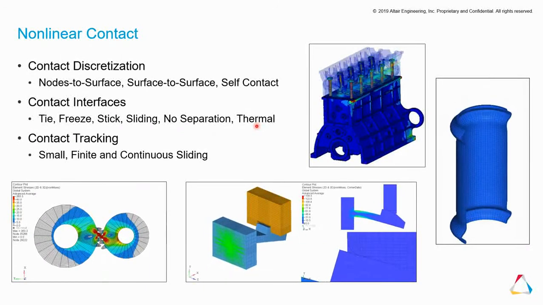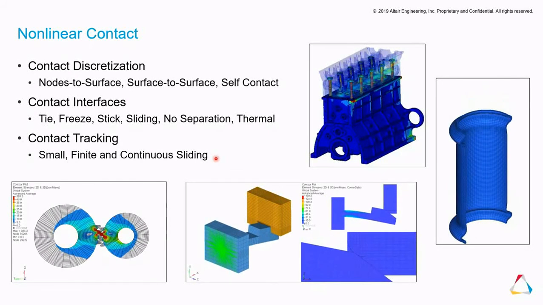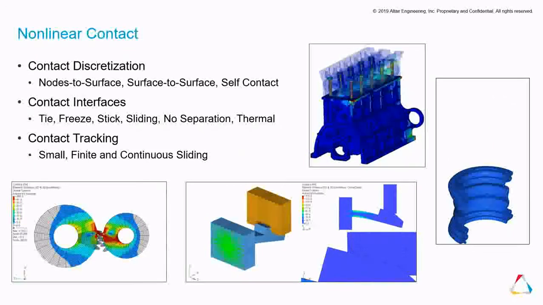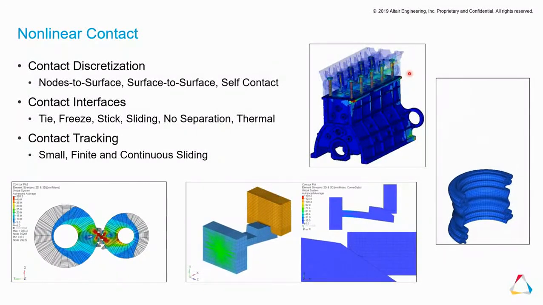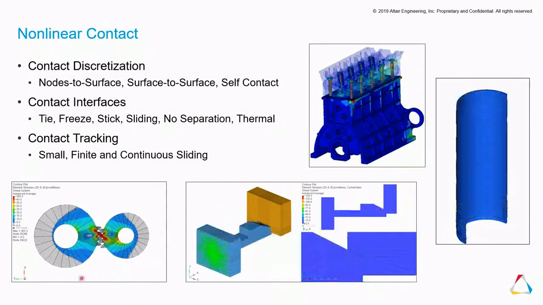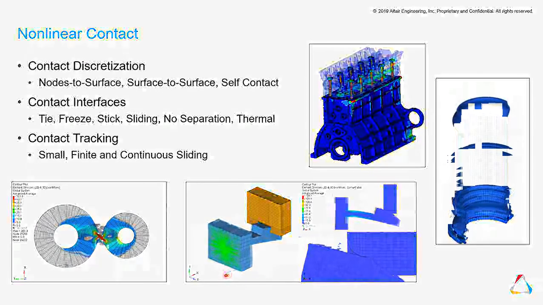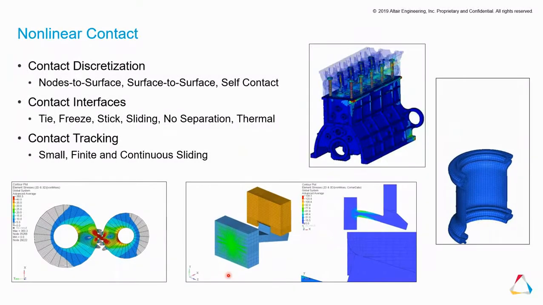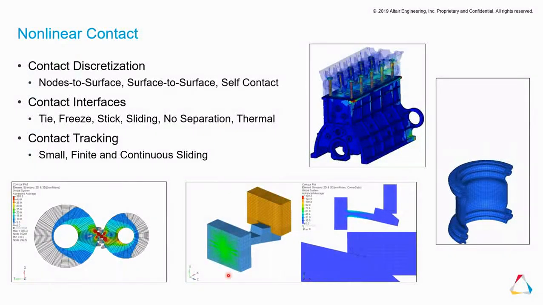Now, based on the type of problem that you're solving, you can choose to use either small sliding or large sliding contact. So, for example, if you look at this head and block assembly on the screen, that's an example of where we would use a small sliding formulation. And then the two animations on the lower left and in the middle showcase applications where we would use large sliding type of contact. Now, all the contact formulation can be included in the optimization.